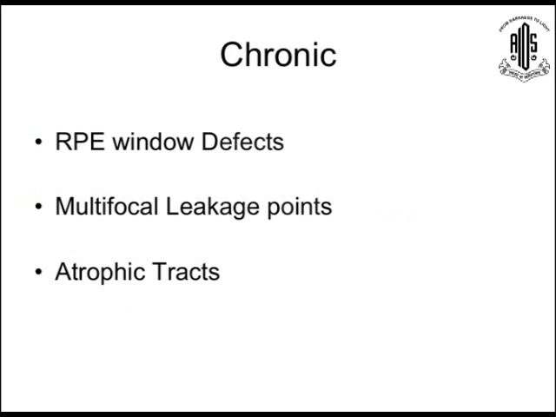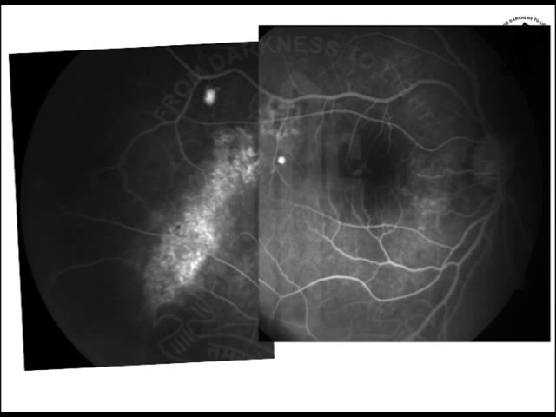The chronic CSR, the hallmarks are window defects, retinal pigment epithelium window defects, then multifocal leakage points and atrophic tracts. That is already described by Dr. George. I am not going into details. And showing some of the photographs, this is the typical atrophic tracts. And you can see some leakage points here.